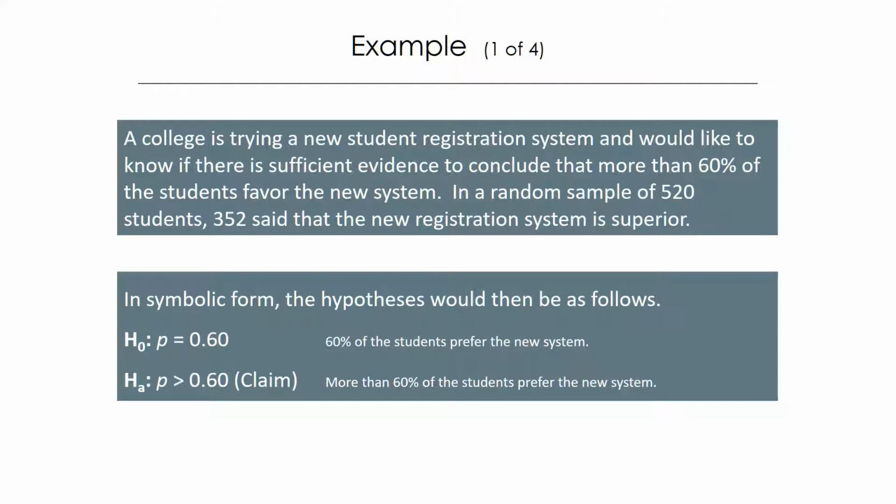So here we have a claim or hypothesis that we want to test, that more than 60% of the students favor the new system. So that was the case in the previous slide on the lower right-hand corner, where p is greater than 0.6. So the null hypothesis, again, is that p is equal to 0.6, and the claim is the alternative hypothesis, and this is actually what we call a right-tailed test.